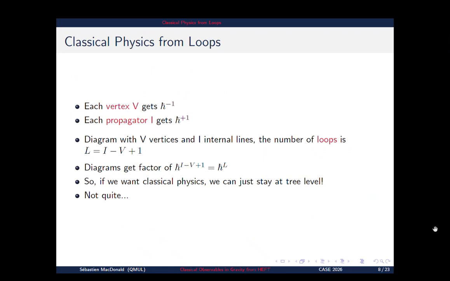So if we enumerate our diagram, each vertex V gets 1 over h bar, and each internal line I gets an h bar. We also know just from graph theory that the number of loops in a diagram depends on these two numbers. If we just count the factors of h bar we're going to get from a Feynman diagram, it's actually using this order of loops that we have. So if we want classical physics, we should just stay at tree level. But that's not quite the full story.